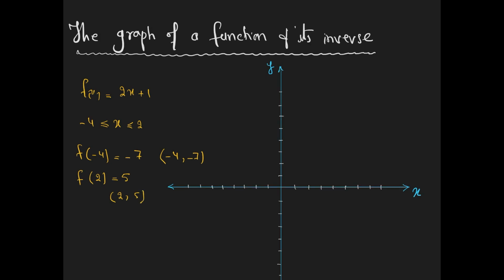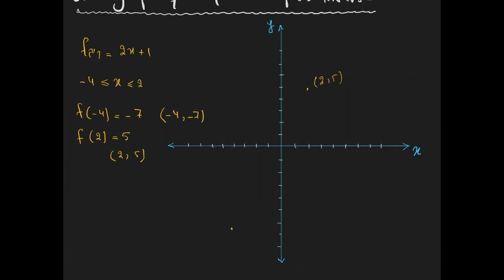Representing these points on the given grid, we will have x 2 and y 5, so this one 2 and 5, and x minus 4 and y minus 7, so it will be approximately here, minus 4 and minus 7.